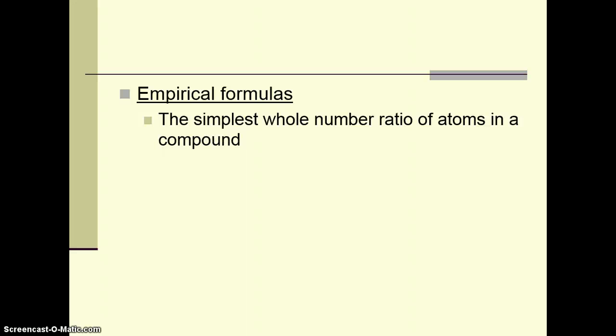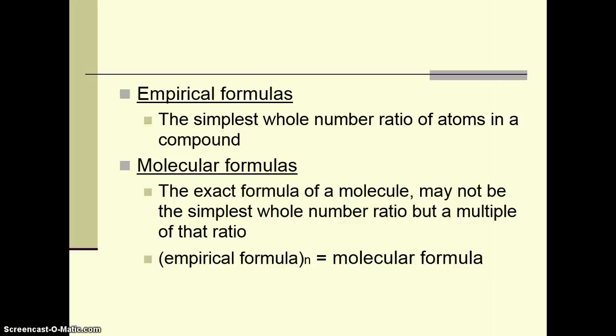So now we're going to move on to something that's called molecular formula. So empirical formula is what we've been doing, and it is the simplest whole number ratio of atoms in a compound. This is different from our molecular formulas. Molecular formula is the exact formula of a molecule. It may not be the simplest whole number ratio, but a multiple of that ratio. So in fact, the empirical formula times some sort of number gives us the molecular formula.